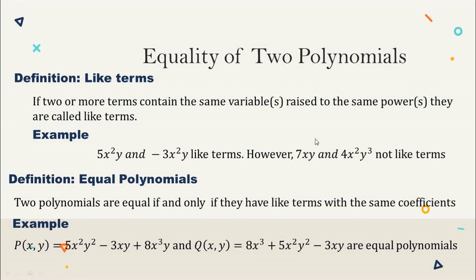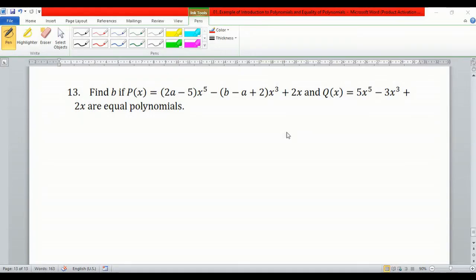So now let's jump to the example. The last example for today, you need to find b if P(x) equal to (2a minus 5)x to the power 5 minus (b minus a plus 2)x to the power 3 plus 2x, and K(x) equal to 5x to the power 5 minus 3x to the power 3 plus 2x are equal polynomials. Remember that if they say equal polynomials, that's the meaning: the like terms should have the same coefficient, right?